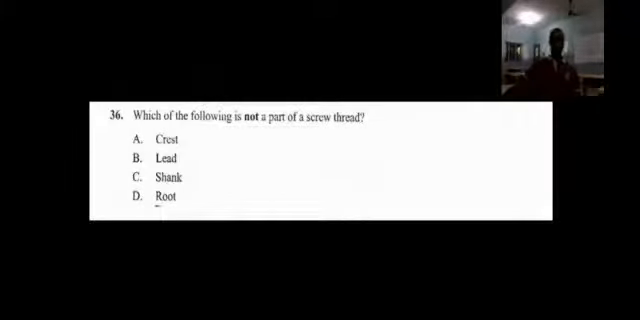35. The figure below shows the convention for representing two things. This one is a shaft, while this one is a bearing. So it is bearing on shaft. The answer is C. 36. Which of the following is not a part of a screw thread? The only part that is not part of a screw thread is shank. We're not talking about a bolt, we're talking about thread.